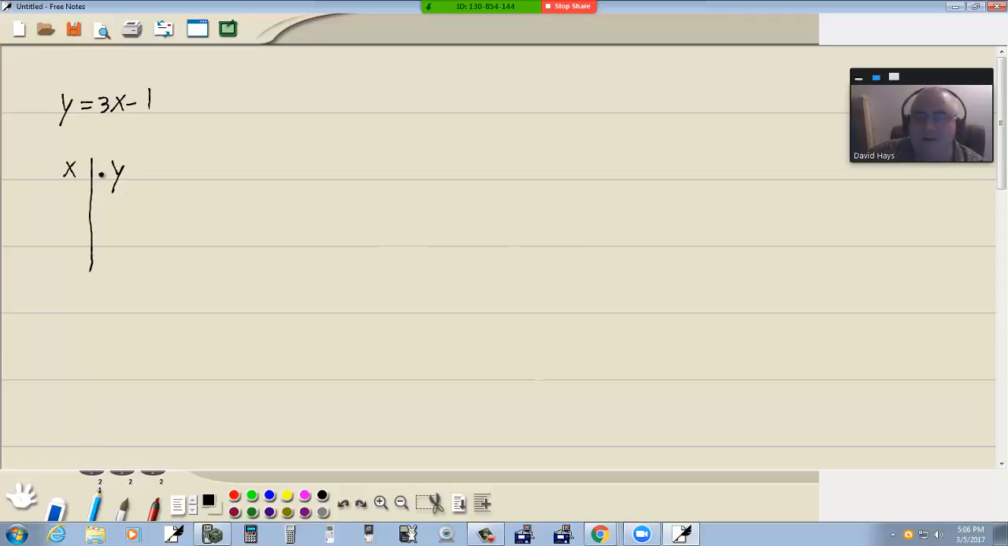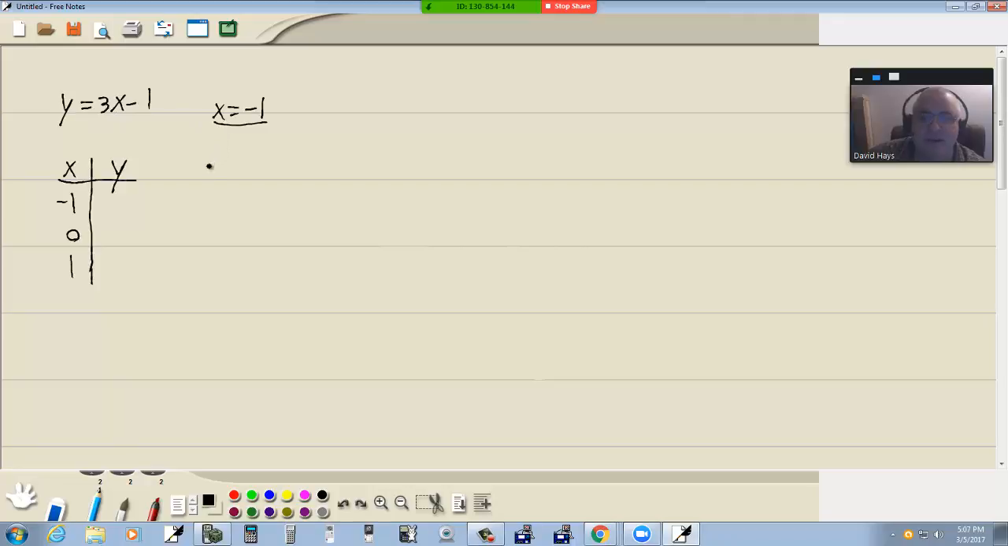I'm going to build something called a t-chart, and I want to choose x values. It's your choice what you want to pick. You probably don't want to pick values too extreme, like 1,317,000. So I'll choose -1, 0, and 1. Now, for each one of those, for the example, x equals -1, I'm going to plug that into what I'm trying to graph.